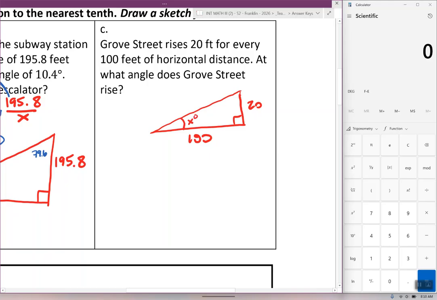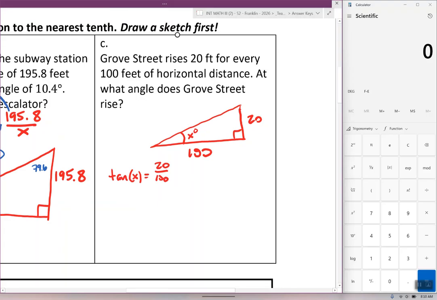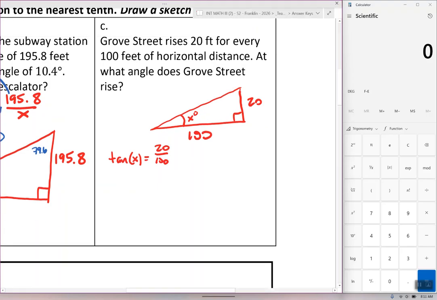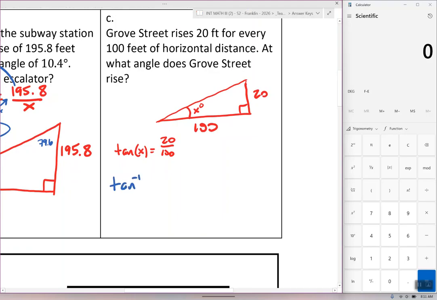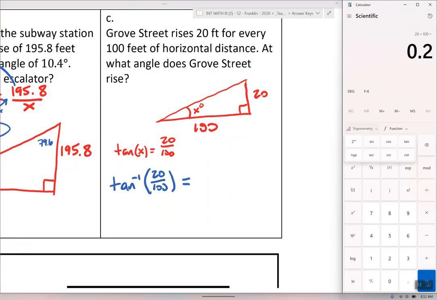Okay, so from that angle, we have opposite and we have the adjacent. We don't know the hypotenuse, but that's okay. We can use the tangent function. Now, because we're missing the angle, we will end up having to use, so it's opposite over adjacent, we will end up having to use the inverse function of that ratio to find our angle. So 20 over 100, and then we'll do the inverse tangent, and we get 11.3 degrees.